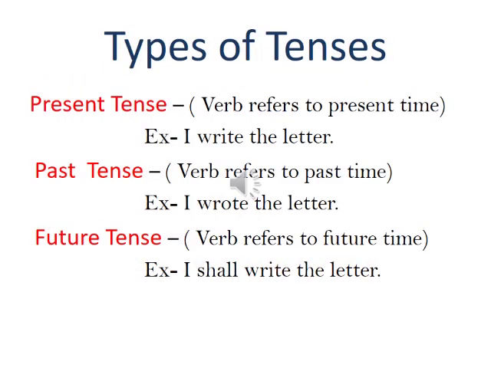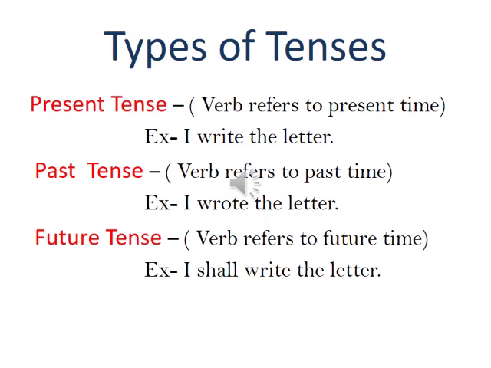We will now continue with types of tenses. There are three types of tenses. First, present tense, in which the verb refers to present time, means the verb tells us about the action of present time. For example, I write a letter. In this sentence, the verb is telling us about the action done at the present time.